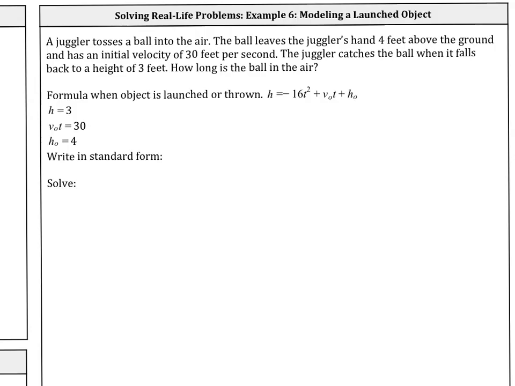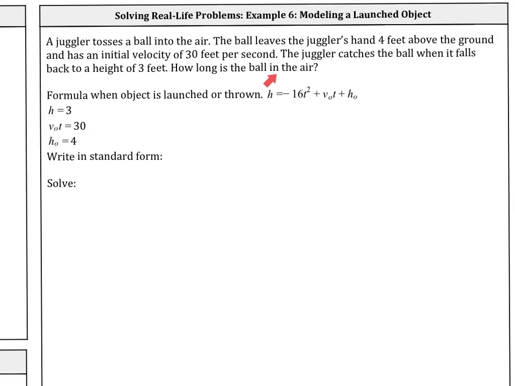Now let's do example number 6, modeling a launched object. A juggler tosses a ball into the air. The ball leaves the juggler's hand 4 feet above the ground and has an initial velocity of 30 feet per second. The juggler catches the ball when it falls back to a height of 3 feet.